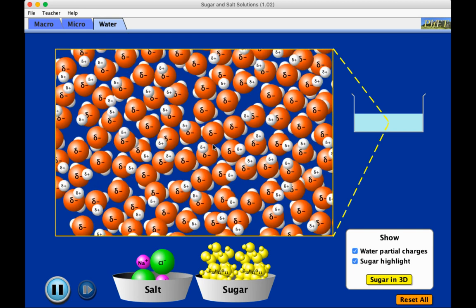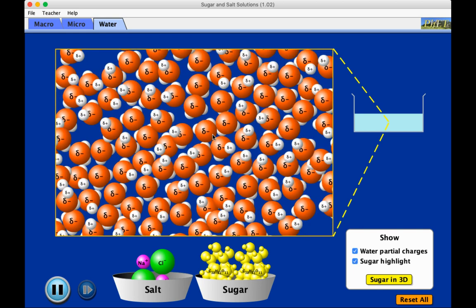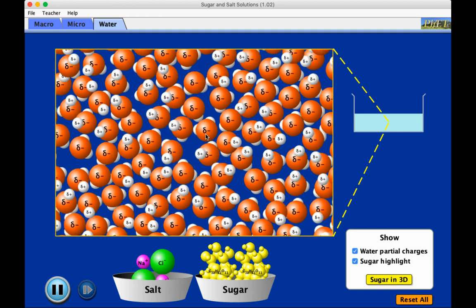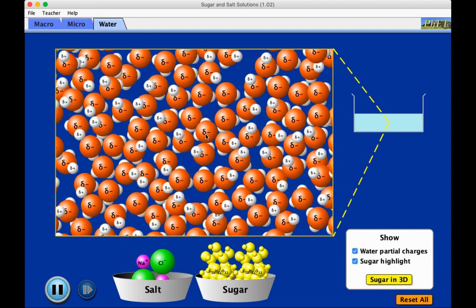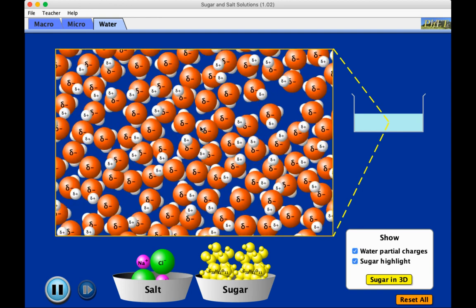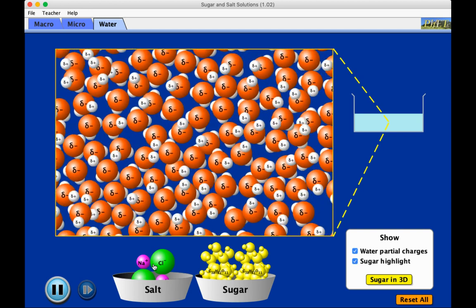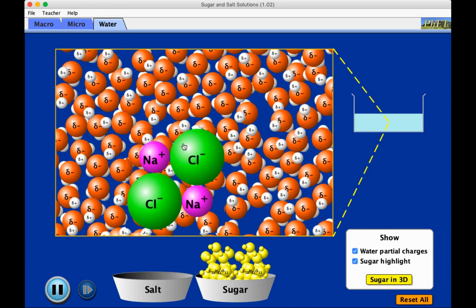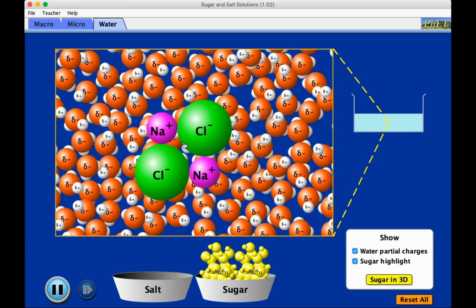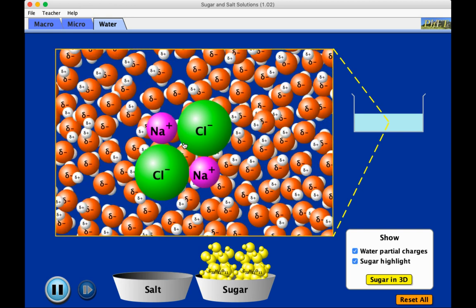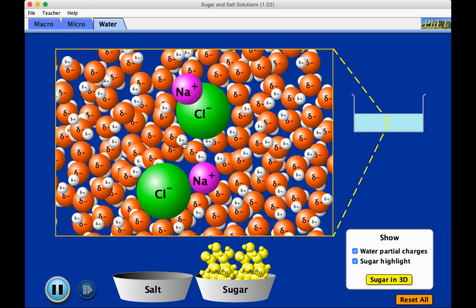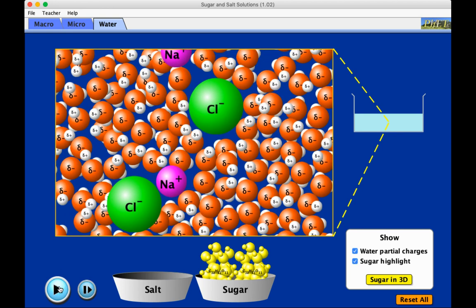Water is a polar molecule, where you have a partially negatively charged oxygen end, oxygen being more electronegative than hydrogen, and a partially positive hydrogen end. So when we put sodium chloride in water, we go from having a crystal lattice, as we know ionic compounds do, and with soluble ionic compounds, they break apart as you form the solution.